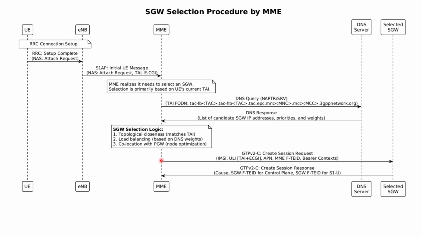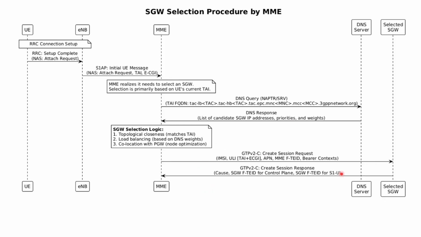After that, the MME sends the create session request over the GTP-V2C protocol. Here it sends the ULI, the user location information, which combines the TAI and ECGI. It also sends the APN, creates an internal endpoint identifier for that particular MME and provides the FQDN for that, and also provides some bearer context.